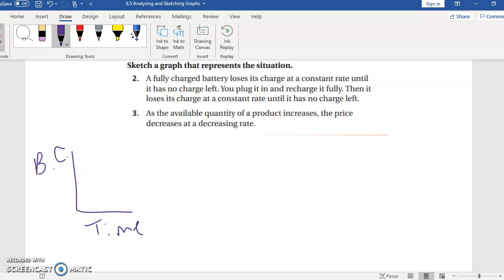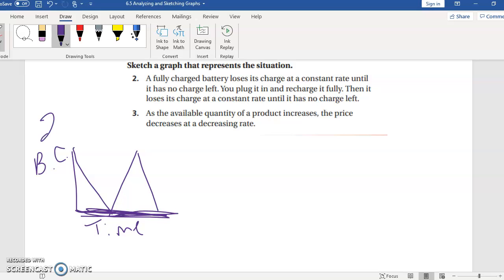Okay, so it's fully charged, right? And it's losing its charge at a constant rate. So we're going to start at the top and we're going to draw a straight line down to the bottom till it's dead. Then you plug it in and charge it fully. So then you're going to go up, it's going to be charged back up. I'm assuming that it charges at a constant rate. And then it loses its charge at a constant rate again. So then it's going to come back down. And I'm going to extend this time axis right here. There we go. Okay, so that should be number 2.